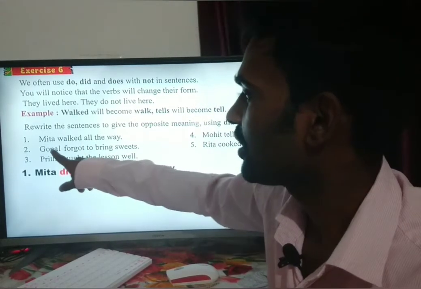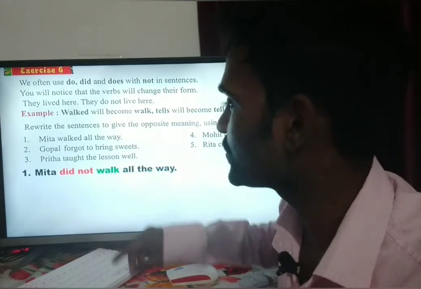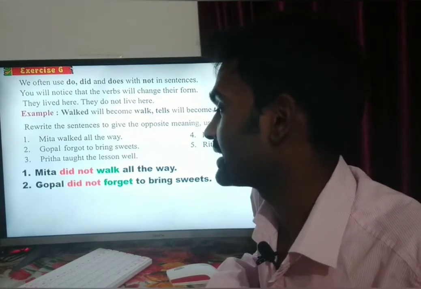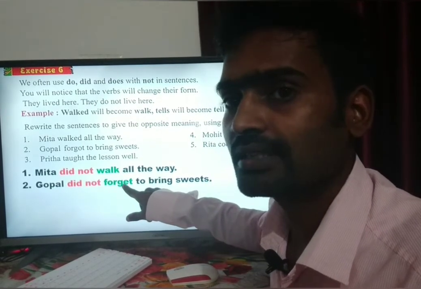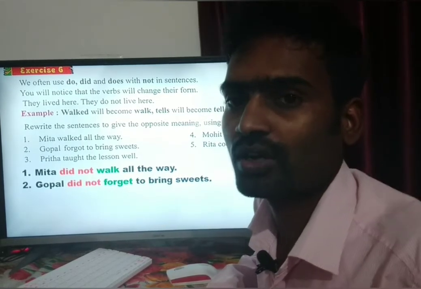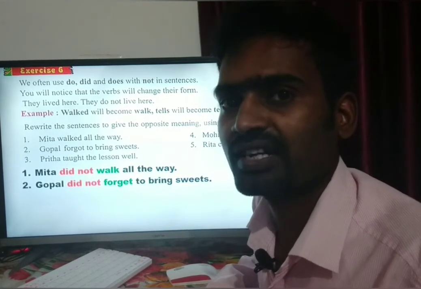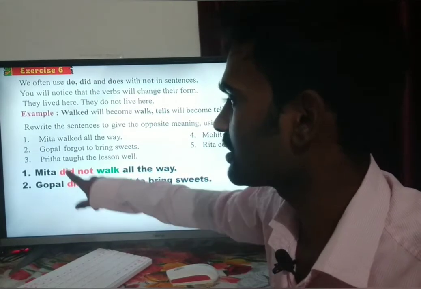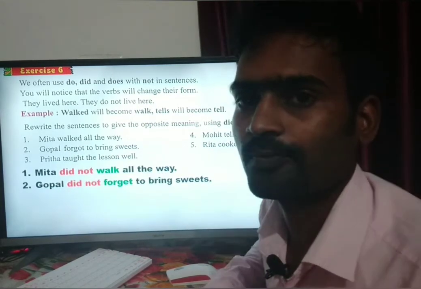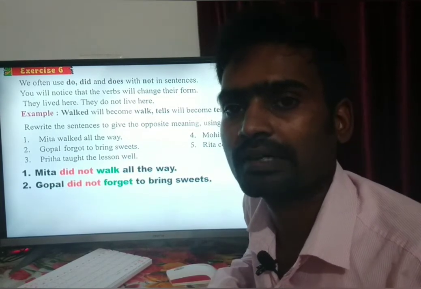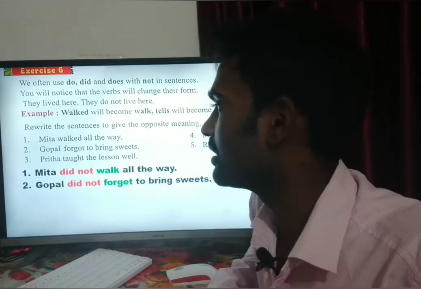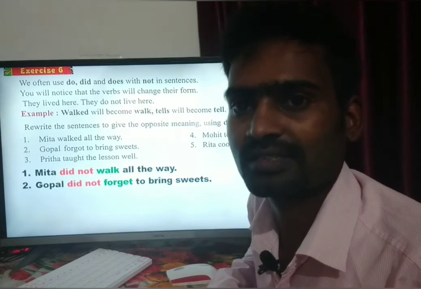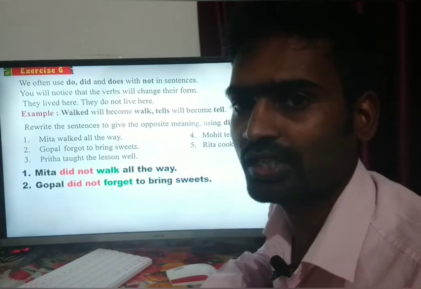Okay, then the same way, Gopal forgot to bring sweets. When we change it, it becomes Gopal did not forget. Forget, forgot, forgotten, or we can say forget, forgot, forgot. So these are the three forms. This is given here already in the past form, so when we use did not as a negative, forgot becomes forget. In this way we have to change it.